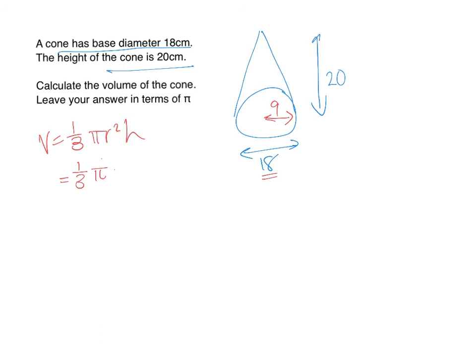1/3 times pi times by radius squared times by height. You can work it out in your head, or I could type into my calculator 9 squared times by 20 times by 1/3, or divide by 3. That's 540, and then I need the pi in there as well, 540 pi. And again, this question asked me to leave my answer in terms of pi, so that's what I'm doing, but I will put my units on the end, which is centimetres cubed.